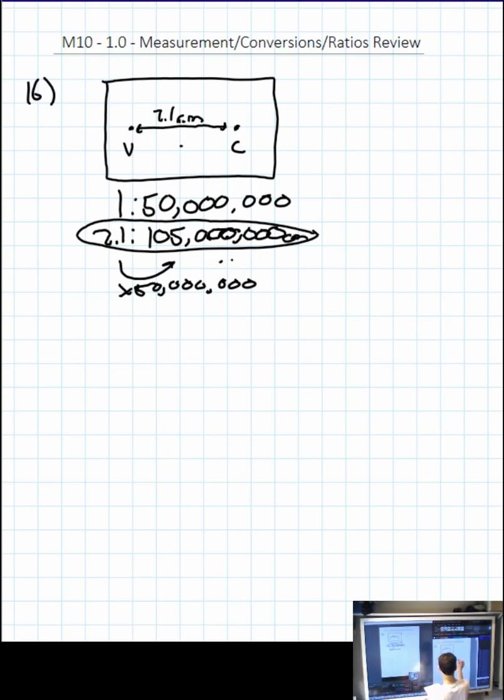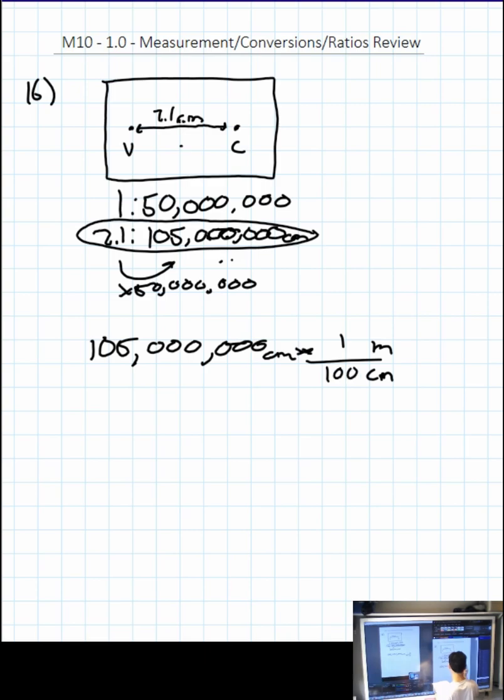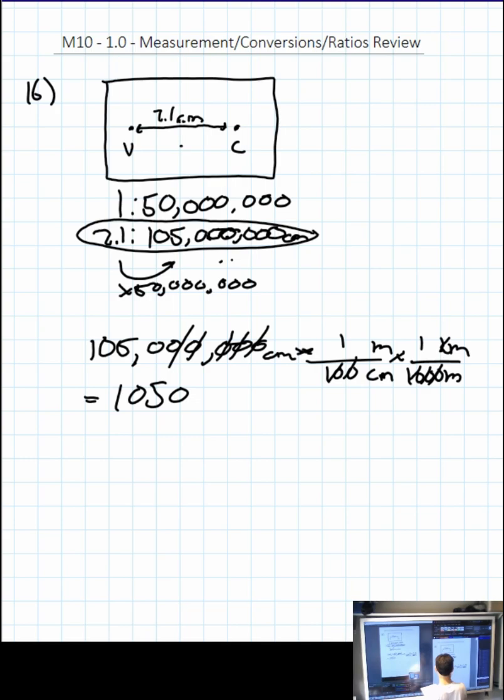So let's take 105 million centimeters and times it by the fraction of 1 meter over 100 centimeters. We're not going to go through kilometers, we're going to go through meters first. So times by 1 meter over 100 centimeters, and then again times by 1 kilometer over 1,000 meters. And we're just going to do the algebra. So Keaton, if you can please cross off 5 zeros from the bottom. And there's our answer, 1,050 kilometers.